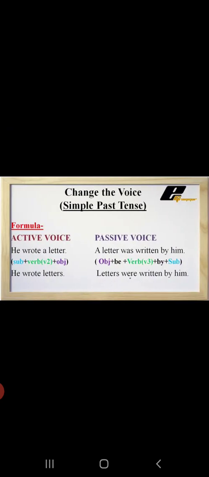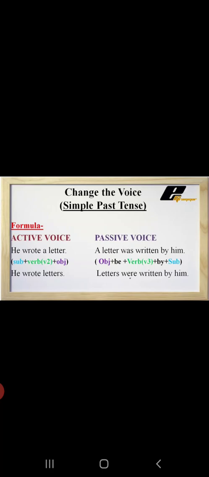Guys, if your active voice is in simple past tense, how do we make the passive voice? As you can see in this example, in this picture, he wrote a letter. Okay, this is the active voice. Now if you want to make the passive voice of this sentence, all the rules will be the same as I have told you in present tense.